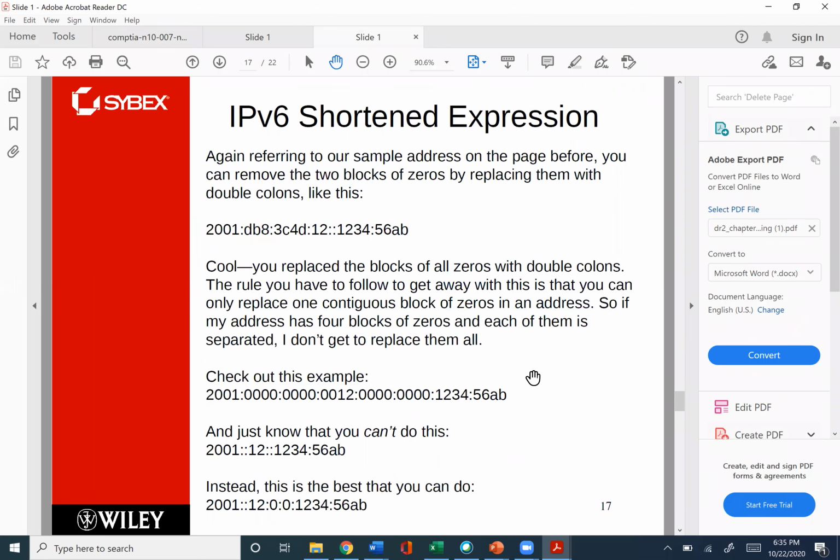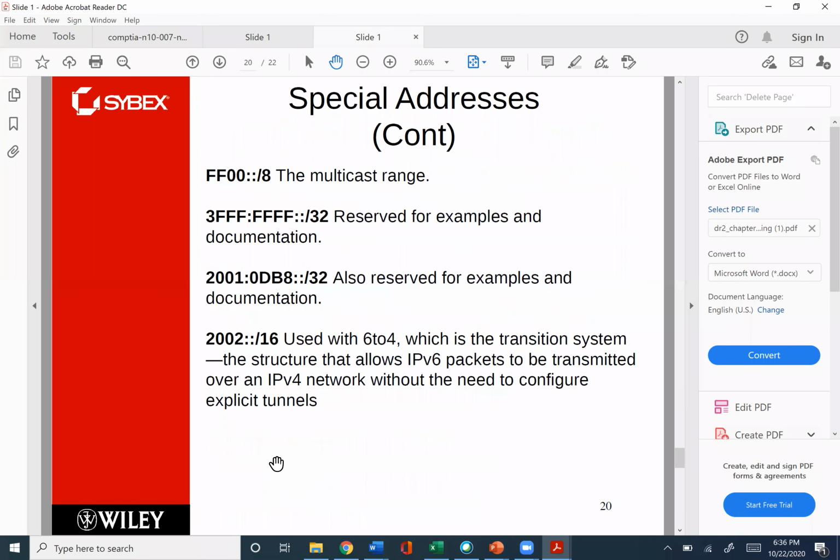All right. So again, this is the shortened expression, if you want to call it. That's why I told you there are two rules. There is something we call the leading zeros, so taking off the leading zeros, and removing every 2 blocks. You can remove the 2 blocks of zeros by replacing them with a double colon. So every time you have double blocks of zeros, you replace them with a double colon.